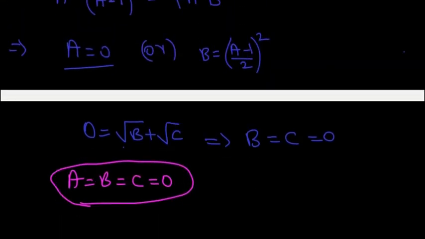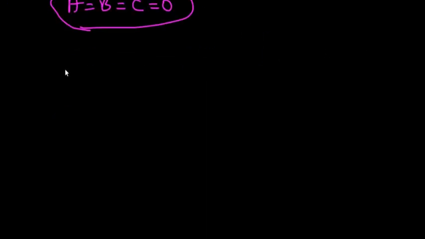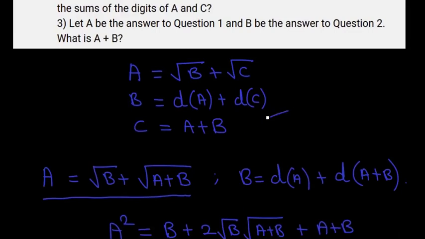Now, note we have also got another result. B is equal to (A minus 1 by 2) whole square, right? Let us write this here. Now, what is C? Remember, C is equal to A plus B, right? That equation here. C is equal to A plus B.